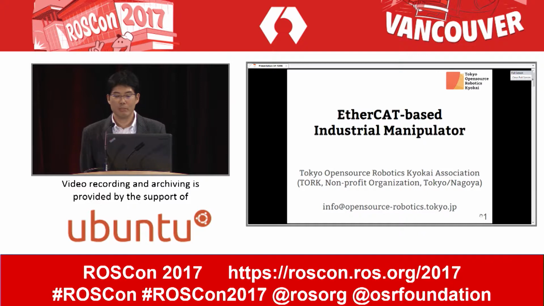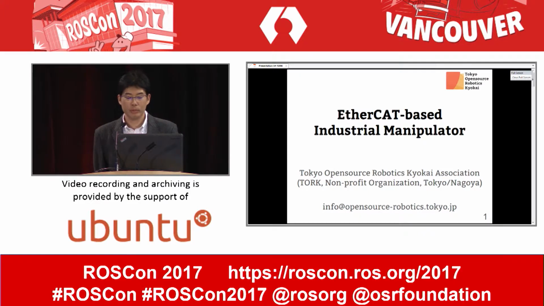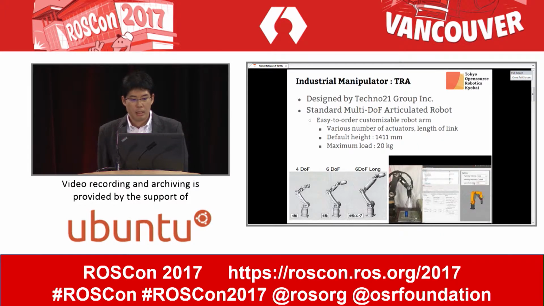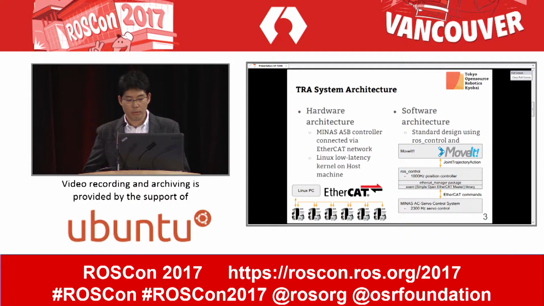Thank you. I'm Ryosuke Tajima from Torque, Tokyo Open Source Robotics Association in Japan. Today I'd like to present our 2 packages recently released to Indigo and Kinetic. The first one is the Industrial Manipulator, TRA. It is designed by the company Techno21, and it is a standard articulated robot manipulator, but it is very powerful and very easy to arrange its design, thanks to its EtherCAT drivers. You know, EtherCAT is very popular in factory automation right now.